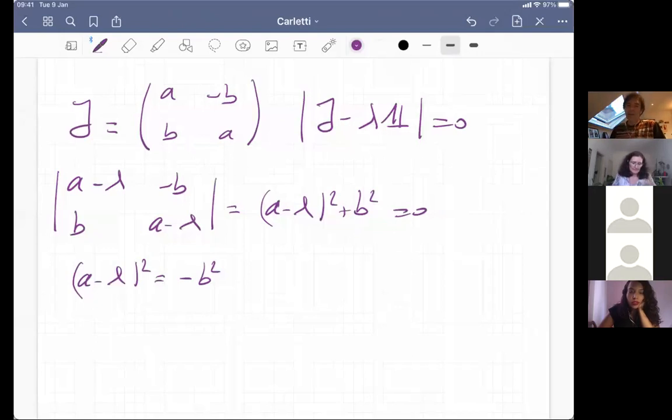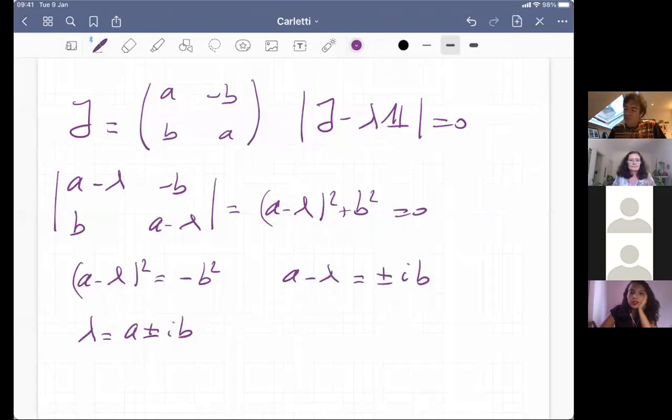So I assume that b is positive. So this means that a minus lambda is equal to plus or minus i b. That is, lambda is equal to a plus or minus i b. So the eigenvalues of my matrix J are a plus or minus i b.